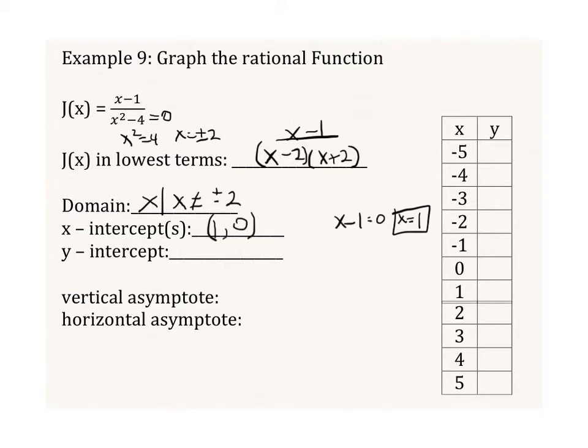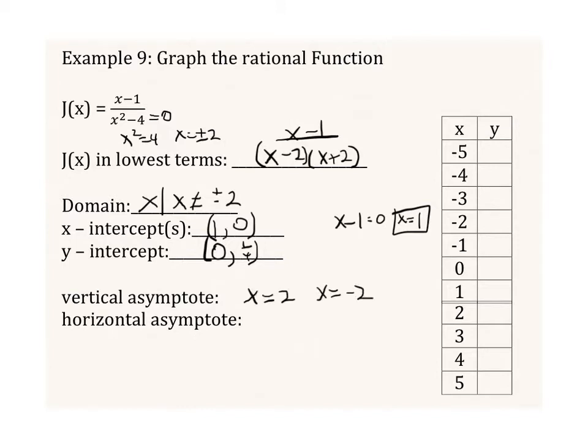My y-intercept is the same for every other function in the world. The process to do that is you plug in x equals 0. So I go 0 minus 1 over 0 squared minus 4. And I should get 1/4. So then (0, 1/4) is my y-intercept. Right? So from that, I can say my vertical asymptotes come from the domain. So we have one at x equals 2 and x equals negative 2.